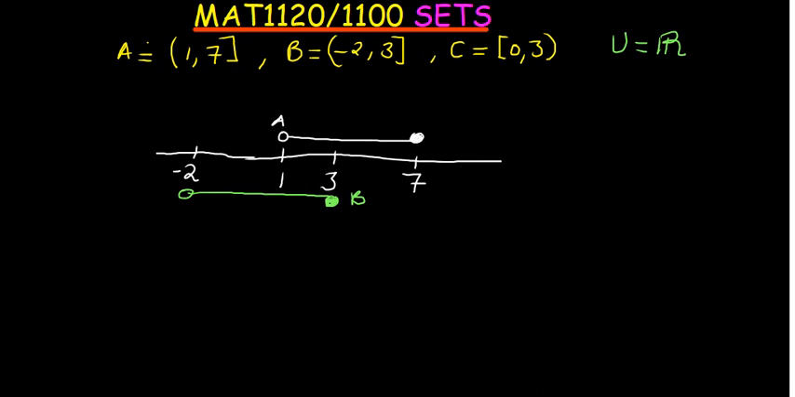And then we'll go to C. It starts from 0 up to 3. So 0 is here, and then up to 3. I'm going to put a circle at 0, also a circle at 3. I'm going to join these. And for this one, we are going to shade at 0 because we're including 0. This is set C. So these are the sets that we have.